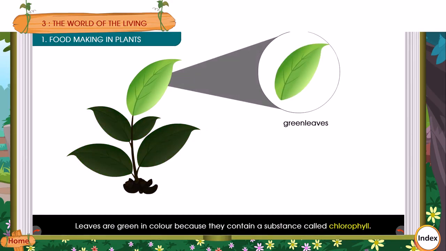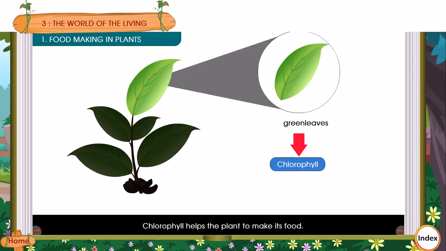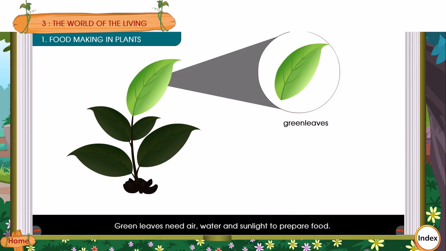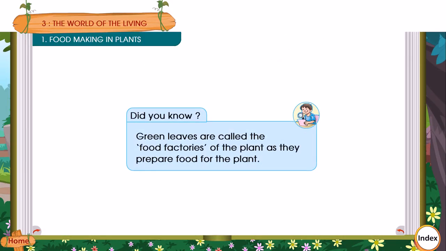Leaves are green in color because they contain a substance called chlorophyll. Chlorophyll helps the plant to make its food. Green leaves need air, water, and sunlight to prepare food. Did you know? Green leaves are called the food factories of the plant as they prepare food for the plant.